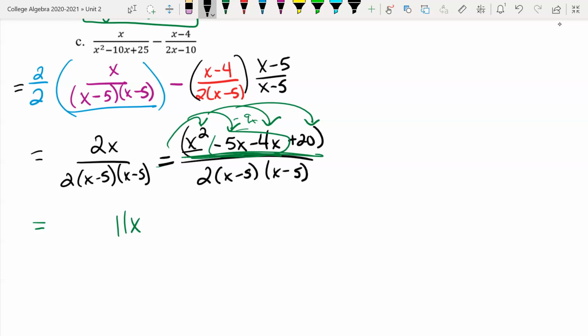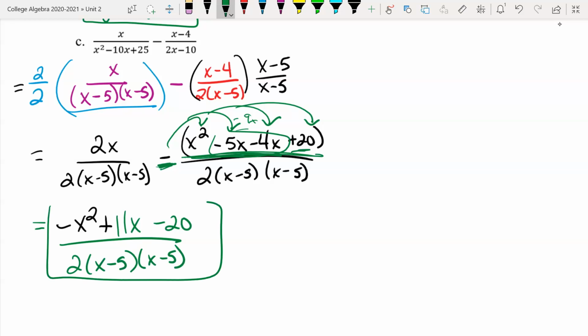Don't forget I have a negative x squared out front, because I kind of did. And then lastly, you have minus negative or positive 20, which turns into minus 20 over your denominator.